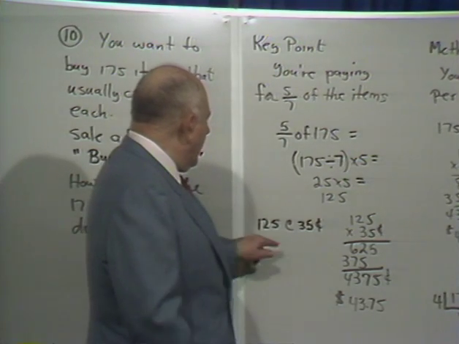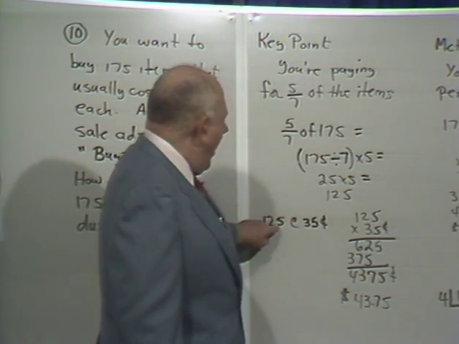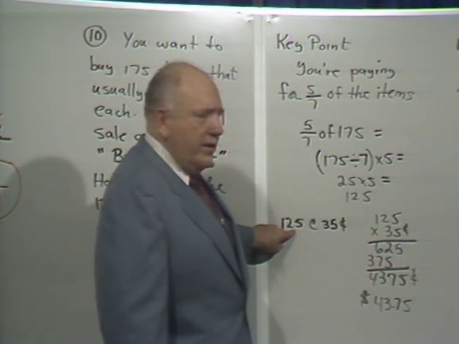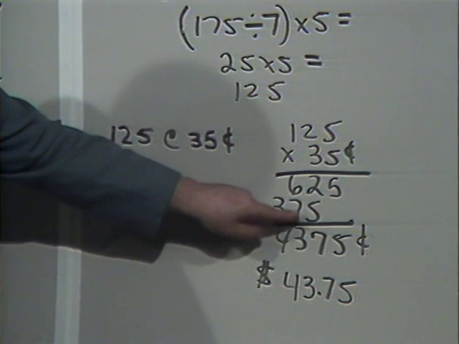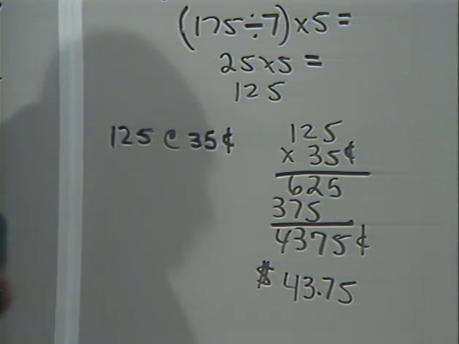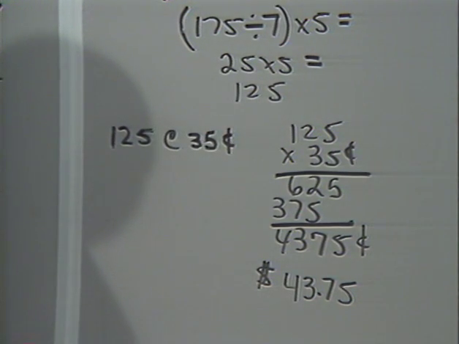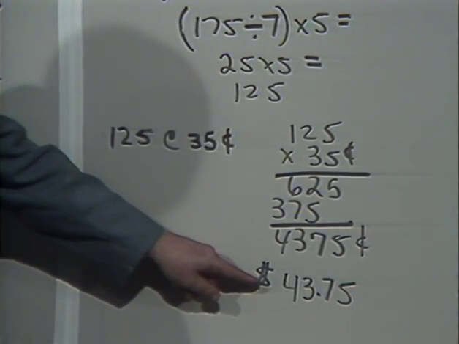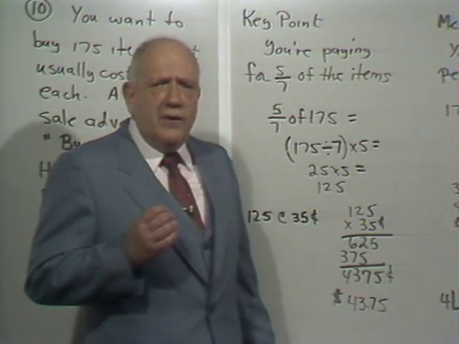So what am I going to be doing? I'm going to be paying 35 cents 125 times. So I simply multiply the 125 times 35, get 4,375 cents, which is $43.75. By the way, it didn't occur to me to do the problem the way I'm going to describe now, but you could have done it this way.